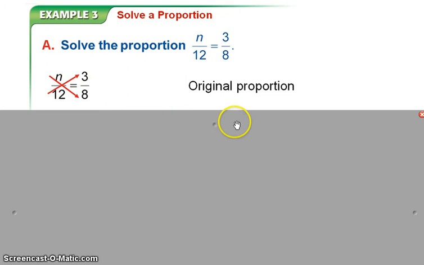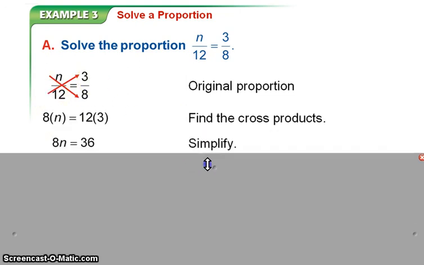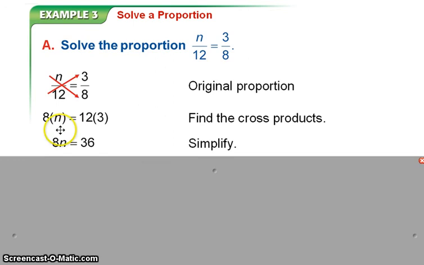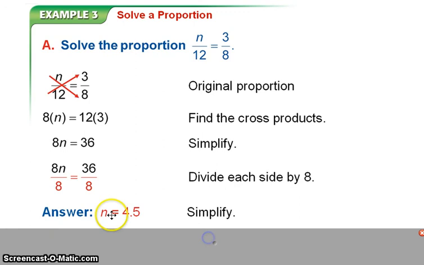So we're going to go n times 8 and 12 times 3. We're going to simplify that and multiply it out. Then we have a one-step equation here. We have to divide both sides by 8, and we get n is equal to 4.5. So we know that 4.5 over 12 is going to equal 3/8, okay, to finish out that proportion.